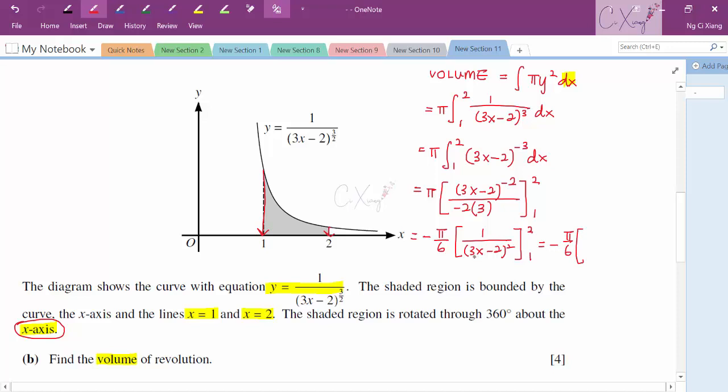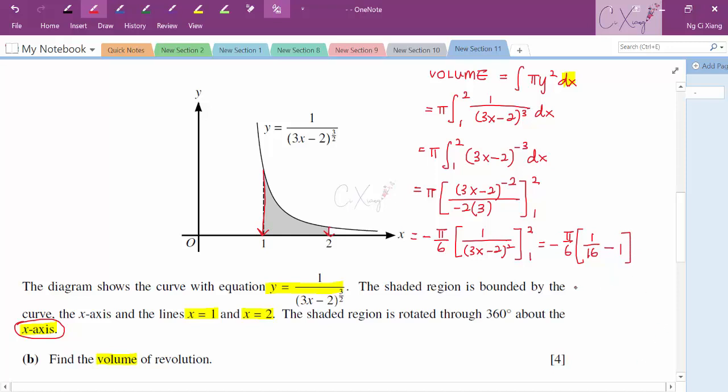substitute in the 2. So 3 times 2 is a 6. 6 minus 2 is a 4. 4 squared is a 16. So I'm having 1 over 16. And after that, I substitute the 1 into the equation. So 3 minus 2 is a 1. So I'm having 1 here.